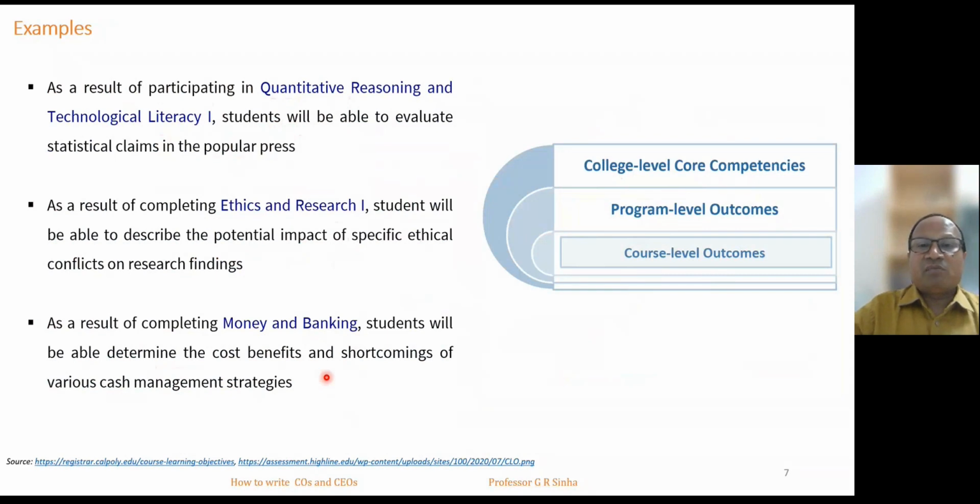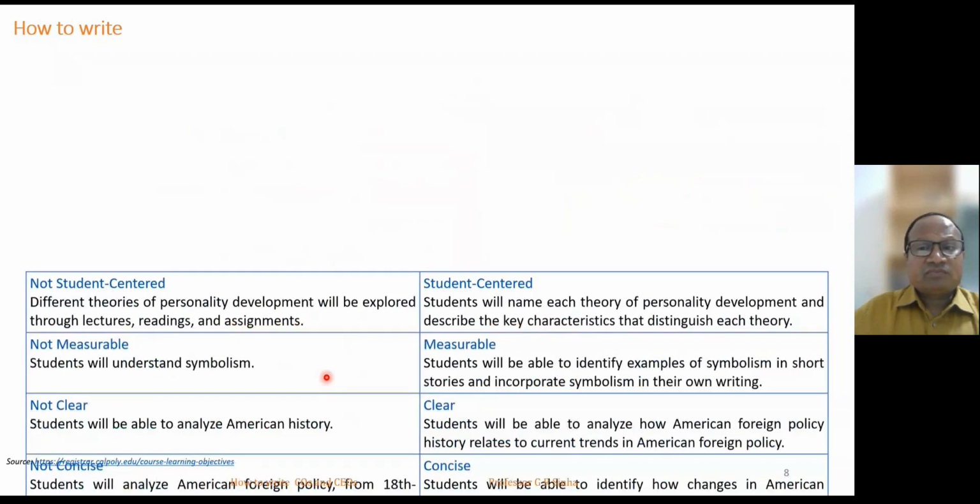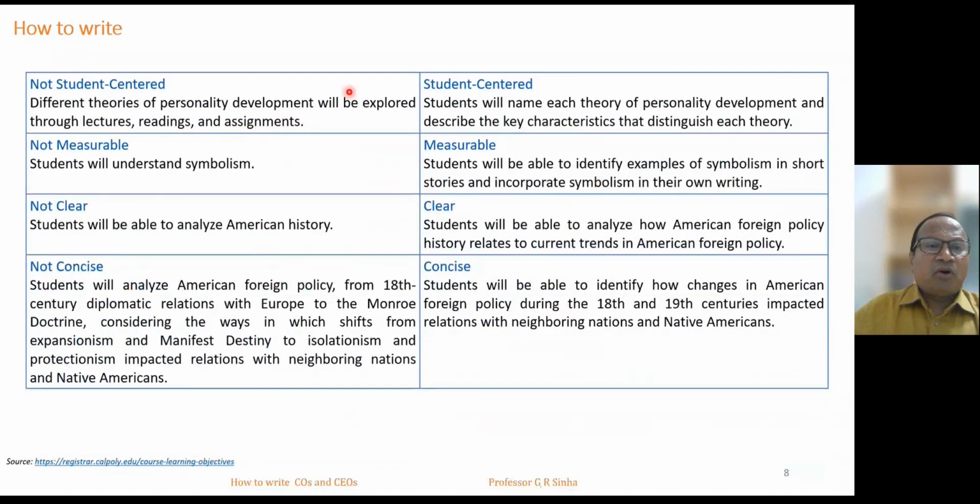This is not your objective or aim statement. This is the attainment statement, the expected outcome statement that will hold at the end of doing the course. How to write? There is an important comparison. Say, not student centered.